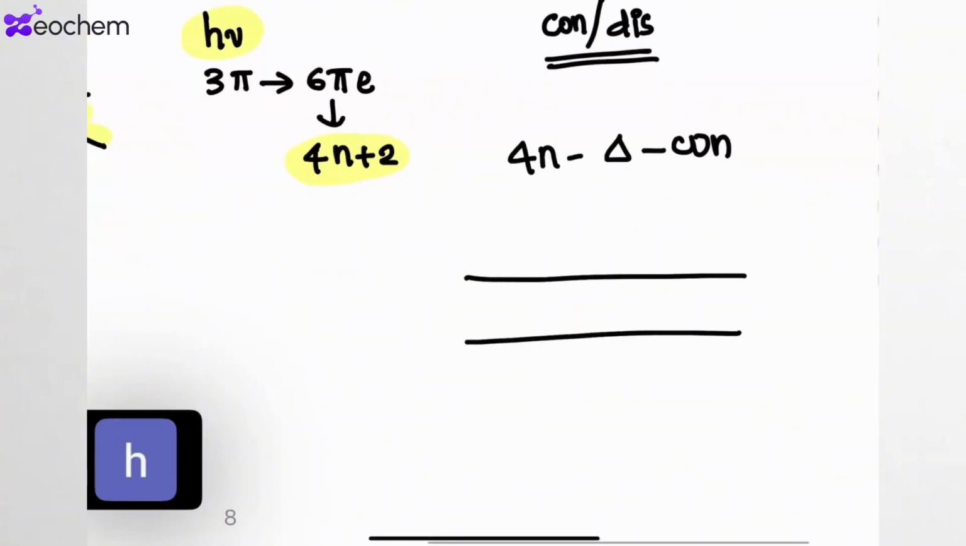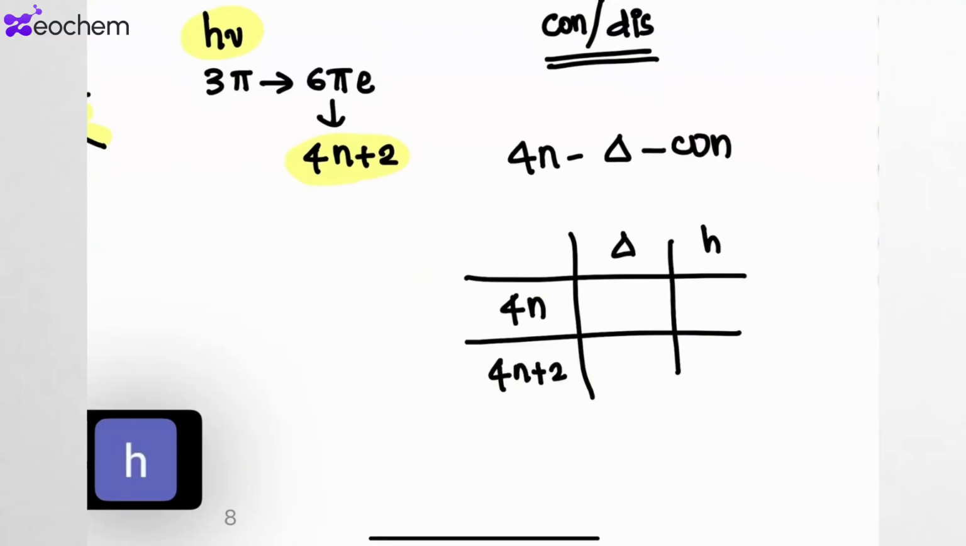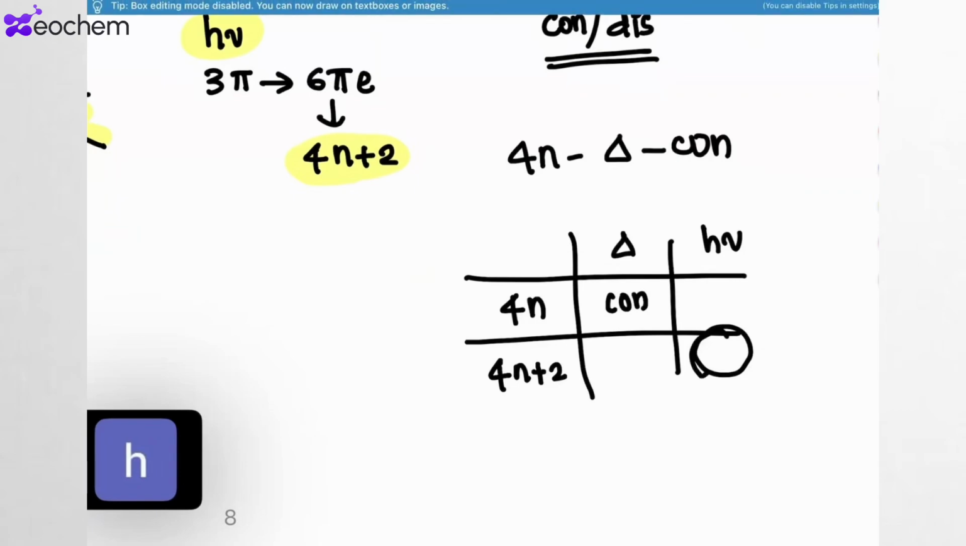Again, we'll draw here what? We have a 4n system or 4n plus 2 system. The reaction can happen either in delta or h nu. We already know 4n delta is con. We need to find out this. What will happen in 4n plus 2? h nu is what we need to find.